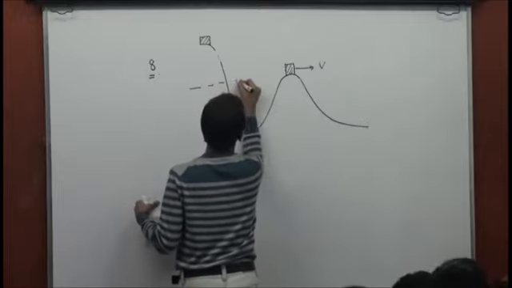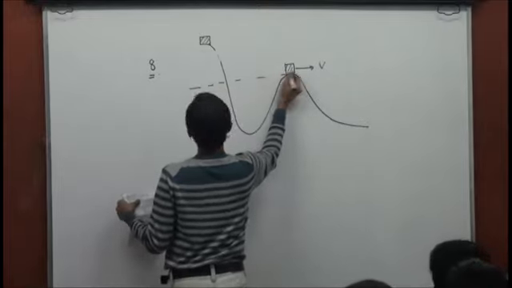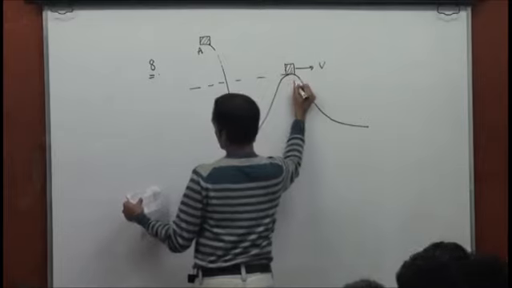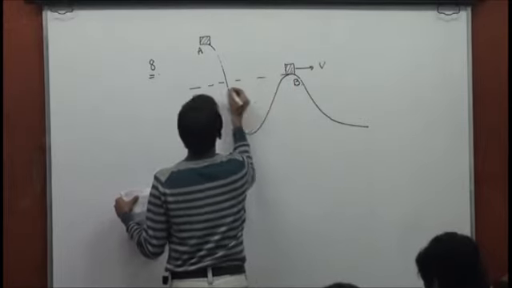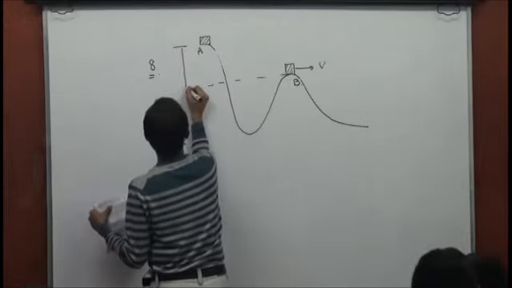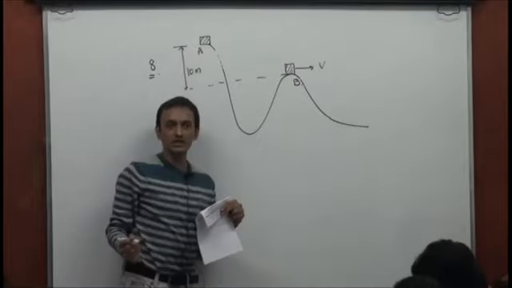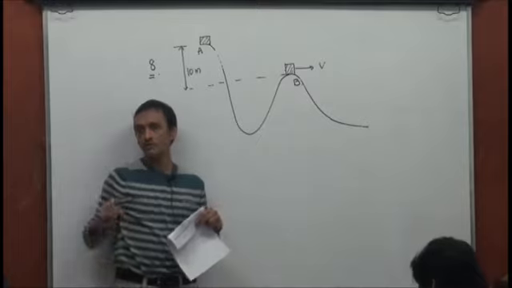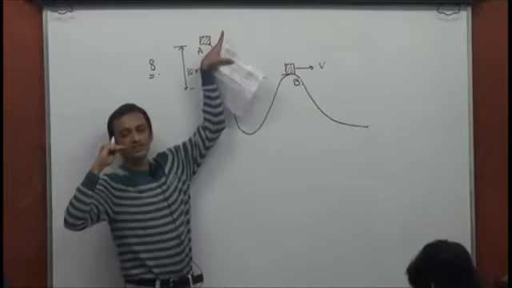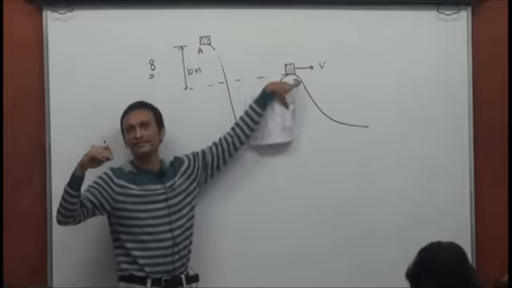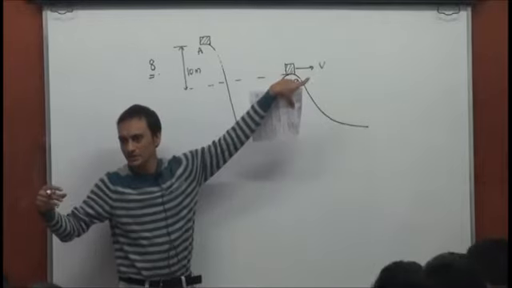Now from the figure you can see that from this position A to this position B, there is a loss of elevation equal to 10 meters. One is 15 meters above the ground, the other one is 25 meters above the ground. So the difference in elevation is going to be 10 meters.